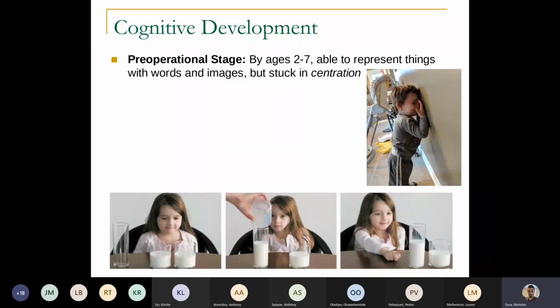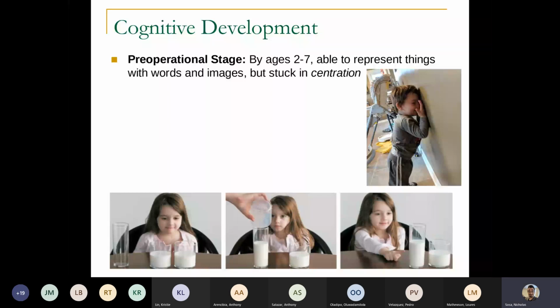But what is centration? Well, centration refers to children's tendency to only think through problems from one singular perspective. In other words, they're having a difficult time thinking through problems from multiple different perspectives simultaneously. Okay? They're centrating on just one perspective at a time. And there are a lot of different illustrations and examples of centration in children's thinking.